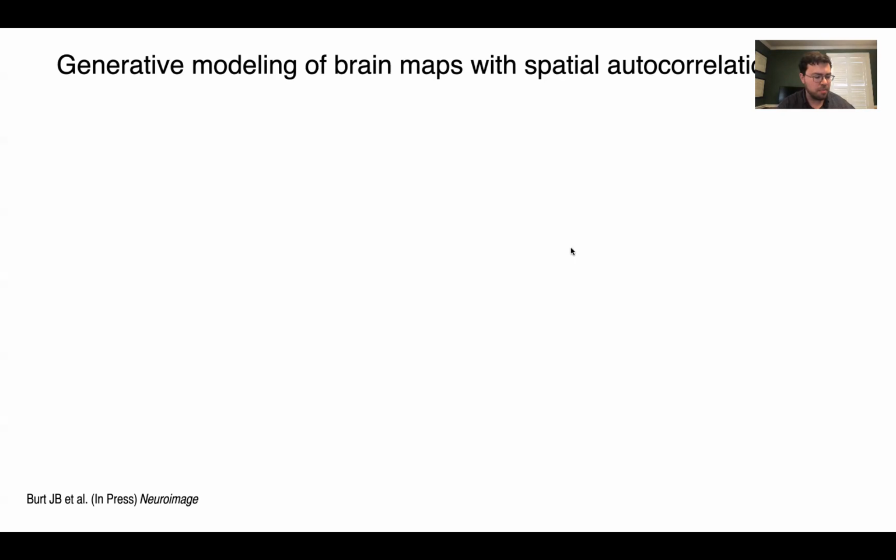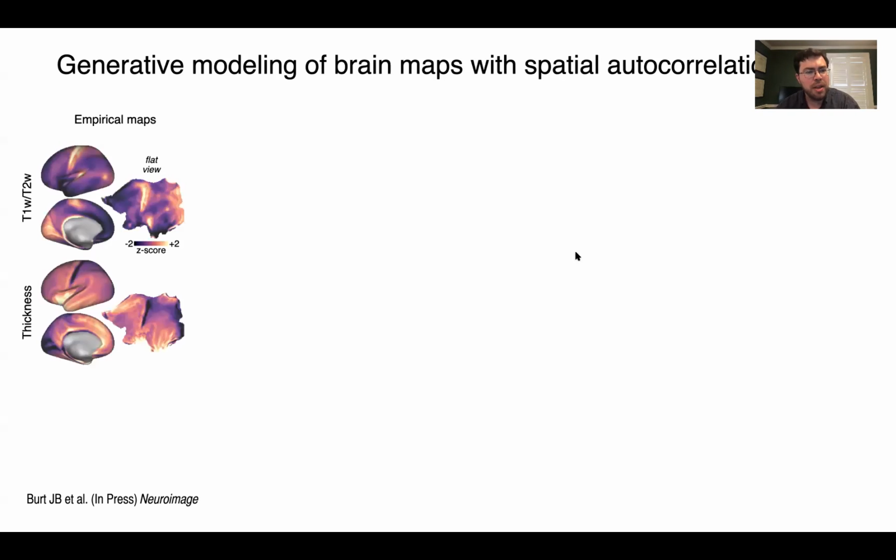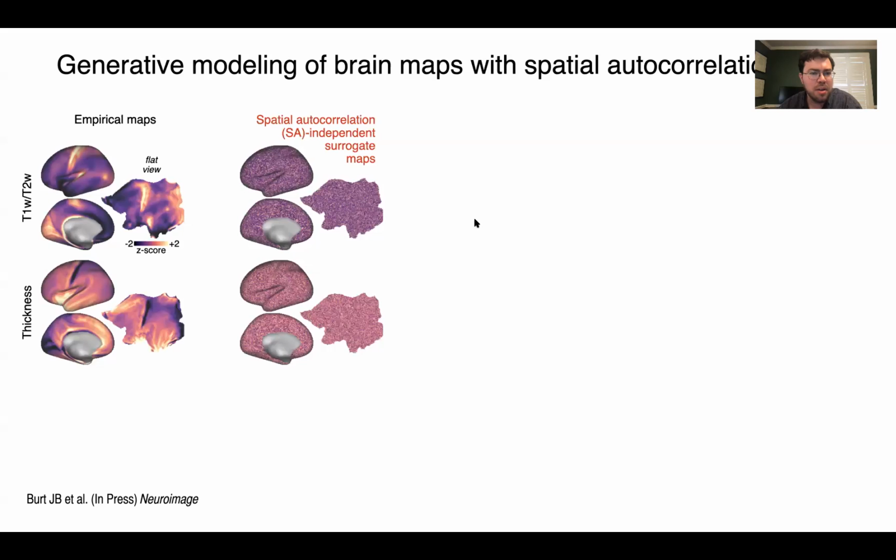Okay, and so to round this out with the second part of my talk, I'd like to talk now not about biophysical modeling, but about statistical modeling. In particular here, generative modeling of brain maps with spatial autocorrelation, which is preserved or matched to the target map of interest. And so here we may have empirical maps such as T1, T2, or thickness. And if we simply shuffle the values of this map, we get essentially white noise, which is an implausible kind of null hypothesis for testing questions about specific topographies of these brain maps.